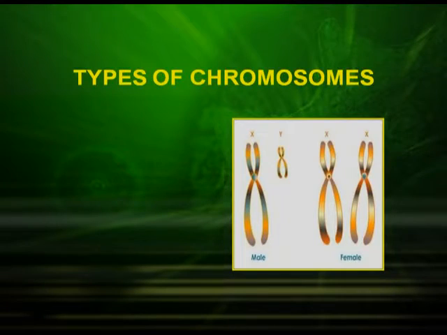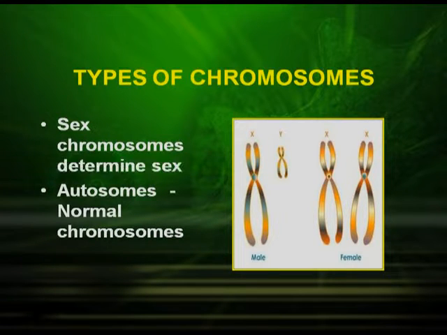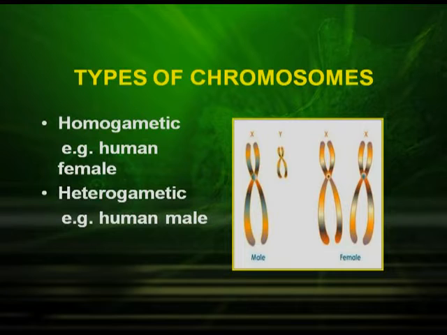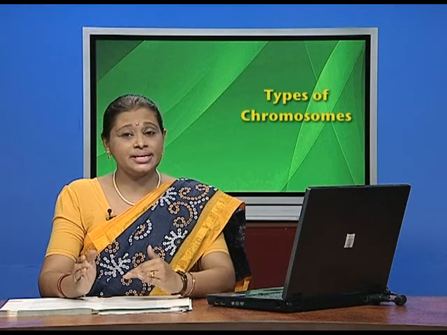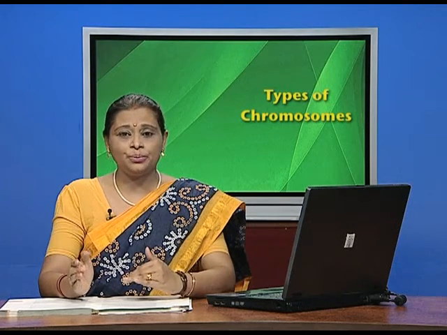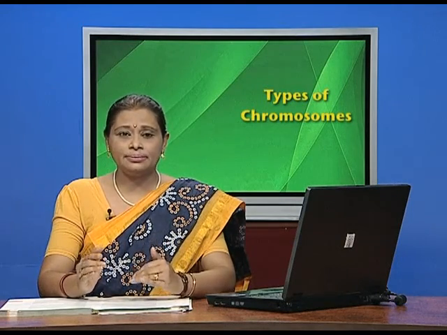Now, let us see the types of chromosomes. There are 2 types of chromosomes, the sex chromosomes and the autosomes. The autosomes are the normal chromosomes and the sex chromosomes are the ones which determine the sex. Here there are 2 conditions: one is the homogametic condition, the other is heterogametic. The homogametic condition has chromosomes of the same type. Can you recall the human female? The human female has XX chromosomes. On the other hand, the human male has X and Y chromosomes. So, 2 different chromosomes. That is why it is called the heterogametic condition.